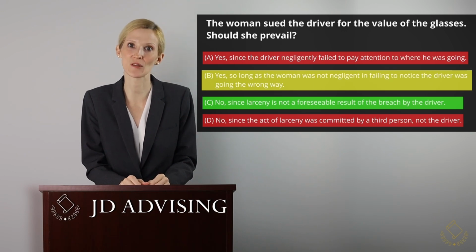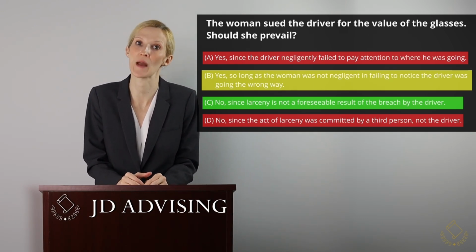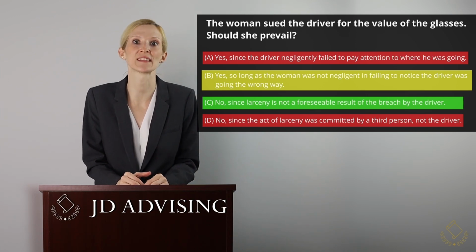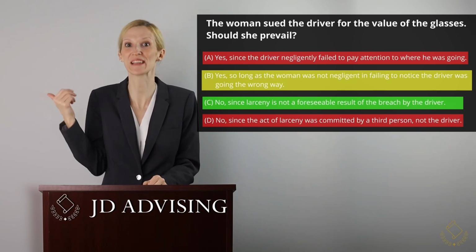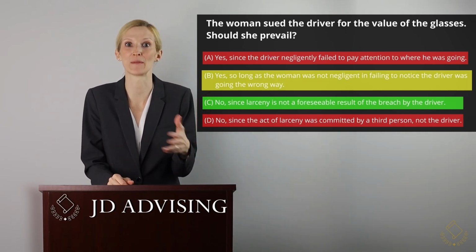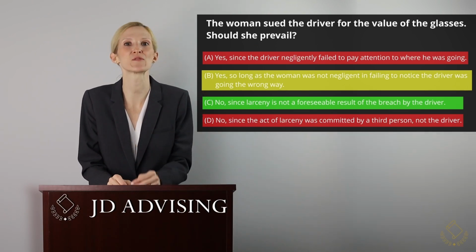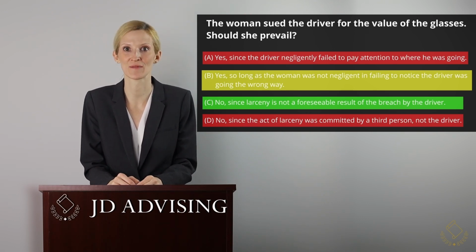B says yes, so long as the woman was not negligent in failing to notice that the driver was going the wrong way. Some students look at this and they think, oh yeah, that's a good point. Maybe she should have noticed that he's going the complete opposite direction. After all, she probably knows where her sister's house is, has probably been there. But let's assume that that's all true. Even if she was negligent, would this mean that she couldn't recover?